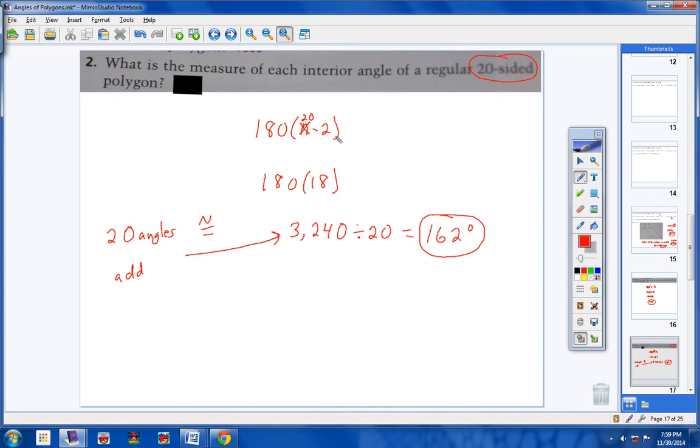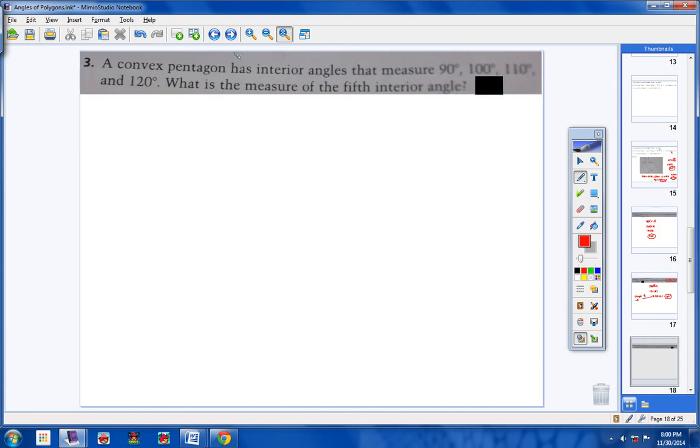Now guys, students, we could not have done that if it was not a regular polygon. But since it's a regular polygon, then we know all 20 angles have to be congruent. So I found the sum of all 20 angles, then divided by 20, and I have the measurement of one of the angles. Okay? Not too bad, guys. Okay, moving on. Next problem. Copy this in your notes, please, okay?